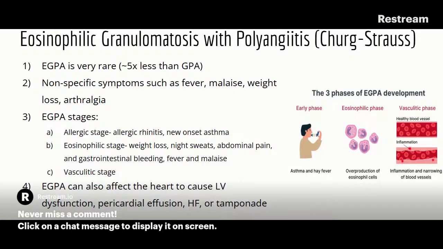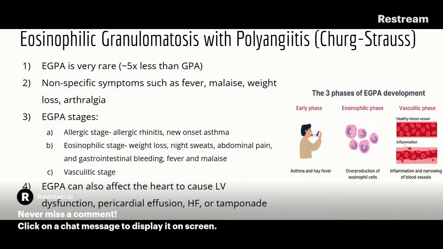Now we'll talk about Churg-Strauss or eosinophilic granulomatosis with polyangiitis, eGPA. It's even rarer than GPA. Again, it has broadly the same symptoms, I should say, which are fever, malaise, weight loss, and arthralgia. What's very different compared to GPA, the thing that will tell you apart in an exam, is look for new onset allergic symptoms.